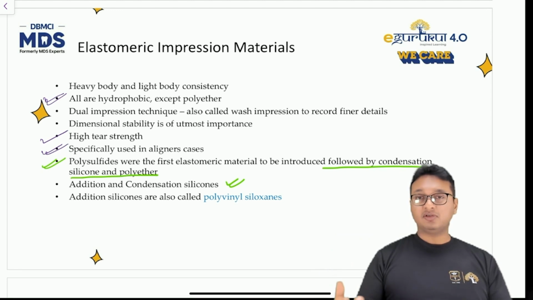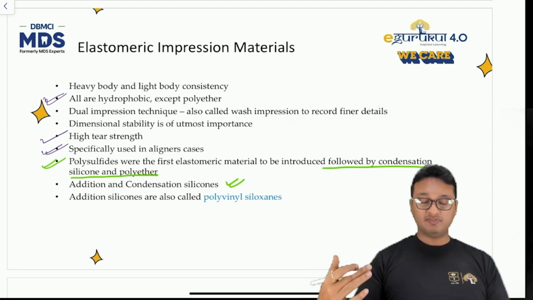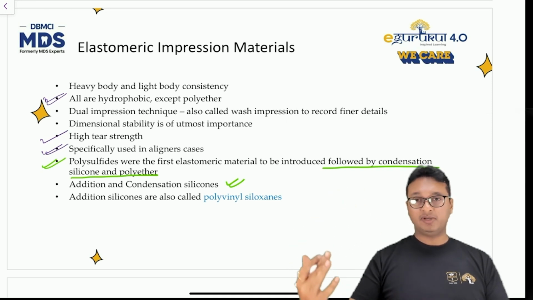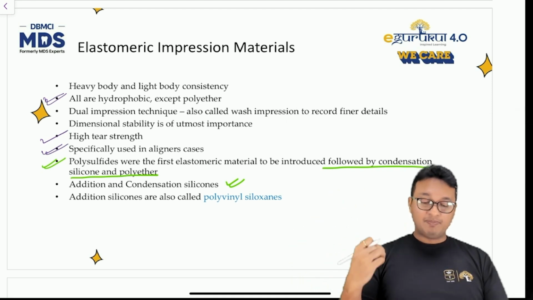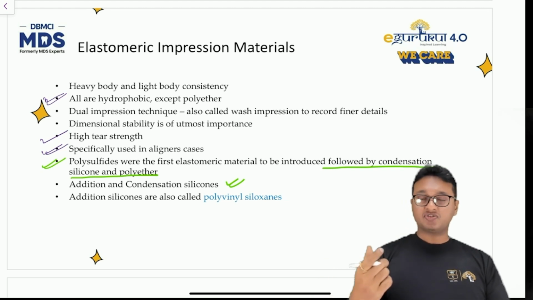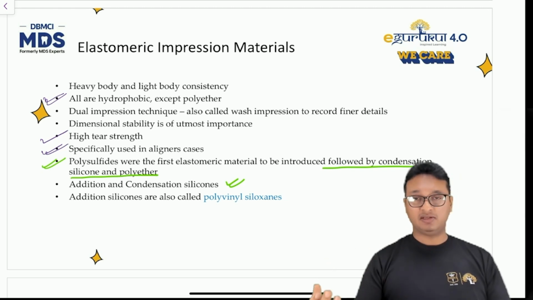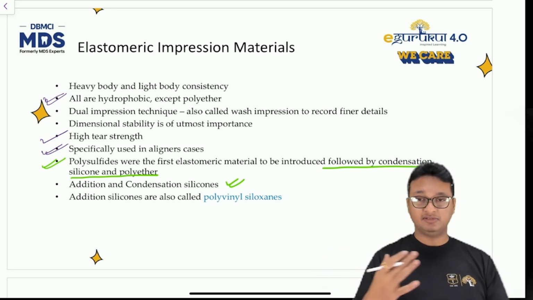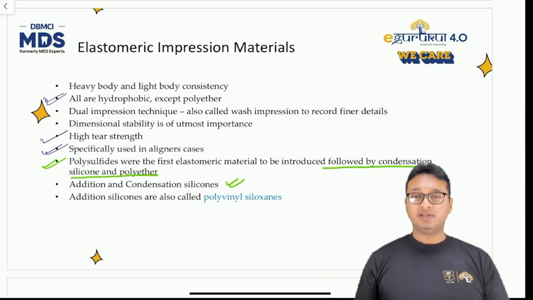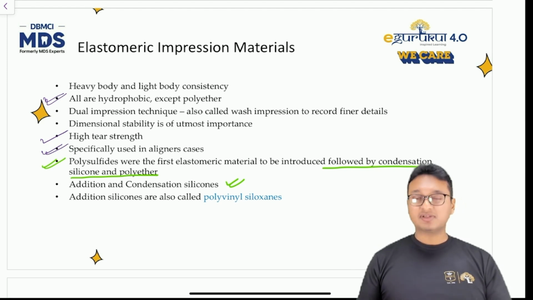In condensation silicone, ethanol is what you get as a byproduct, which is very volatile and gets evaporated, and that causes shrinkage of the impression. And many times this shrinkage of the impression causes dimensional inaccuracies in the prosthetic work we get from the lab, or even in aligner cases. I faced this clinical situation, this troubleshooting problem, in one of my cases earlier. So I don't use condensation silicones at all in my practice.